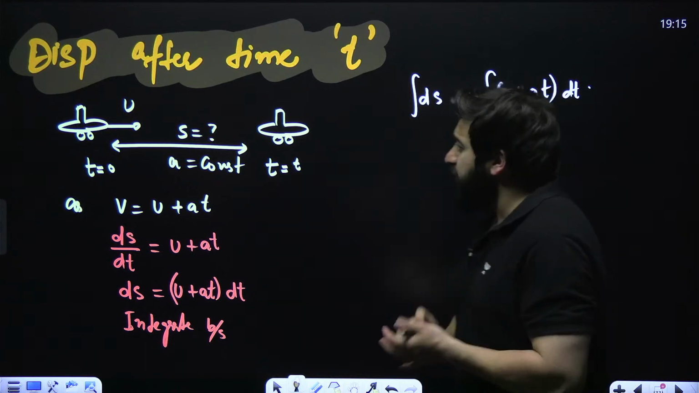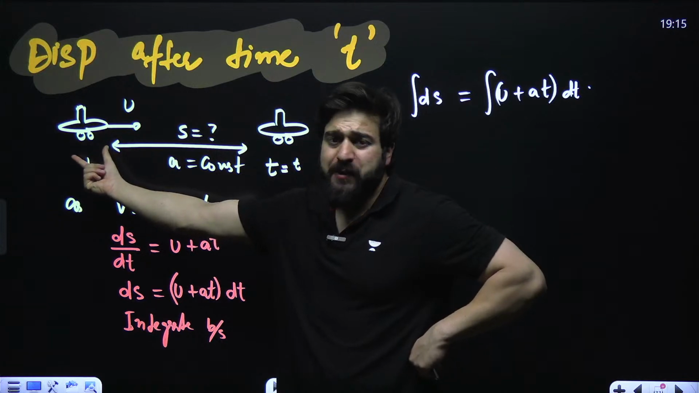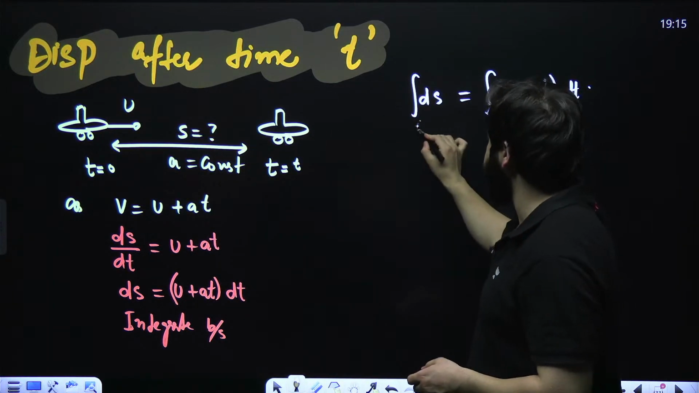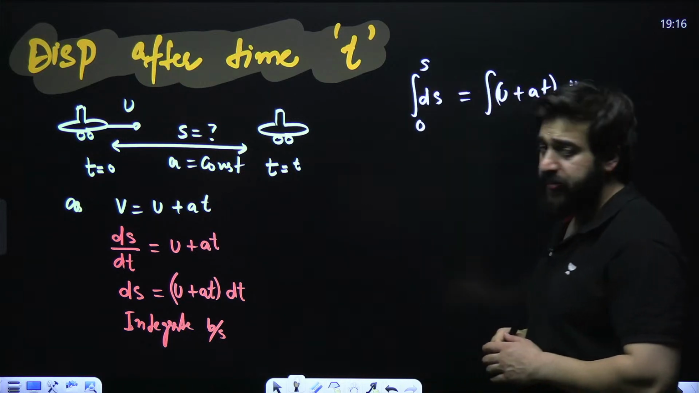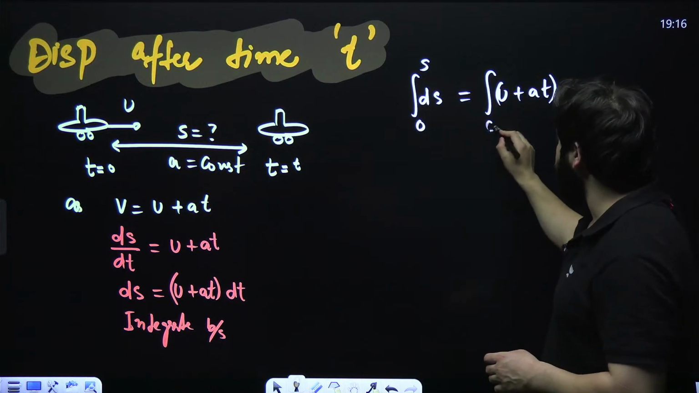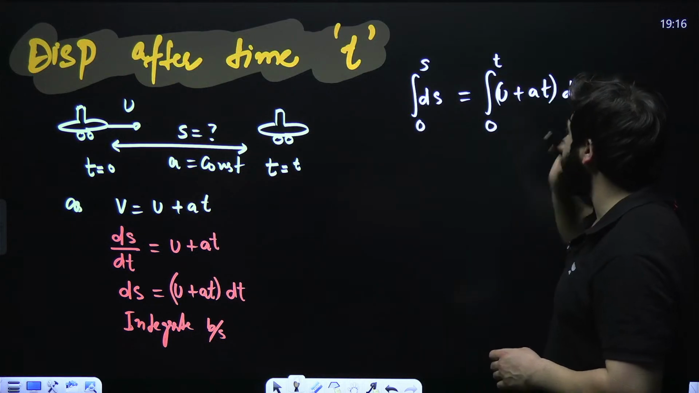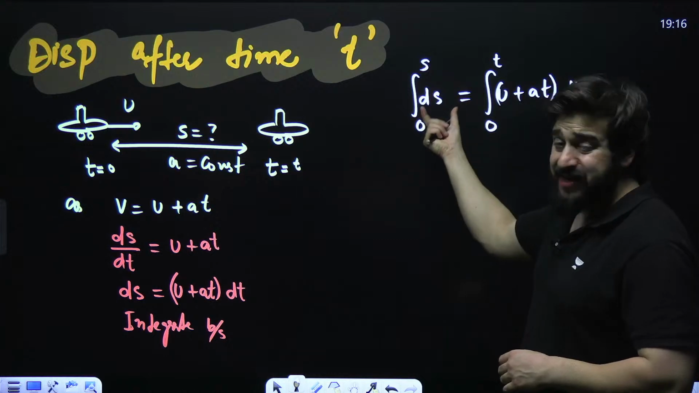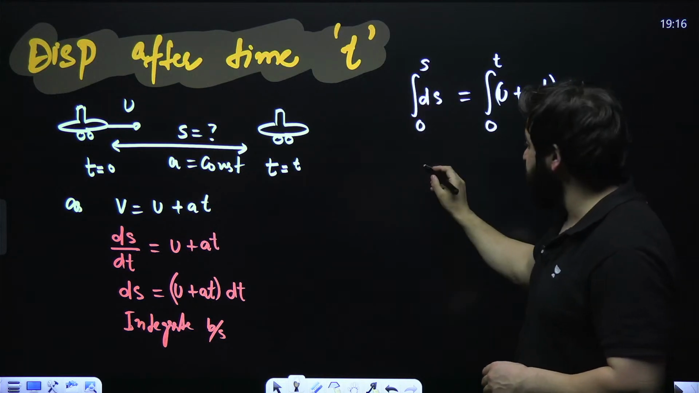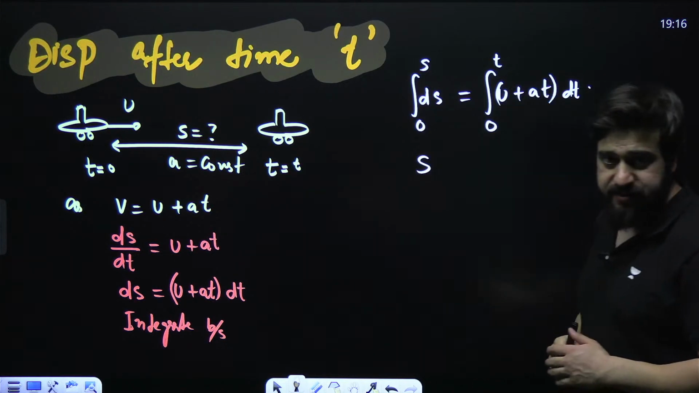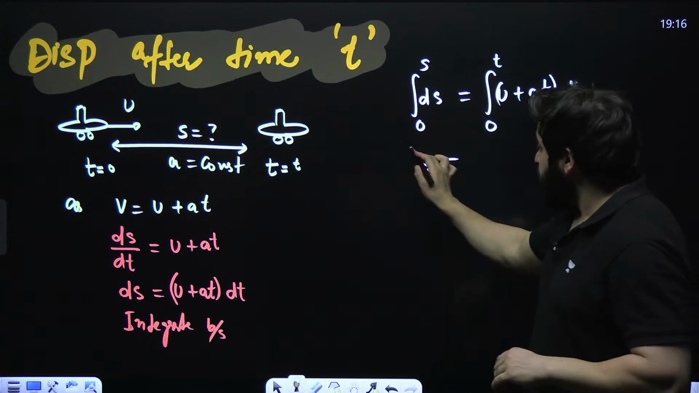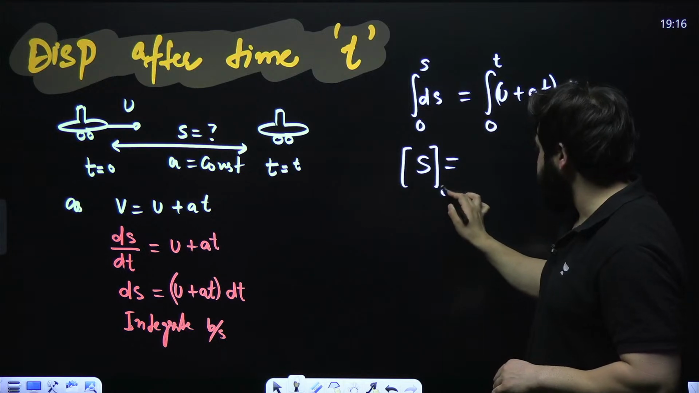Let's suppose initially displacement was 0 and after time t displacement is s. So it is from 0 to s. And initially let's suppose time was 0 and finally time is t. Now what is this ds? Integration of ds will give you the total displacement s, with limits from 0 to s.